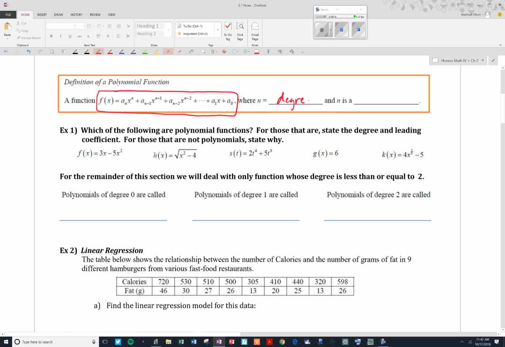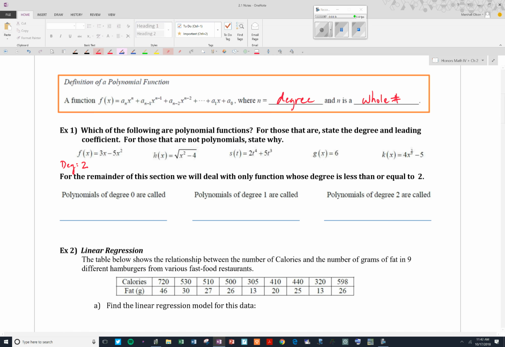The degree is n, which is this value right here, the highest exponent on one of the single terms that we have. And n has to be a whole number in order for it to be a polynomial function. So as we look at the 5 examples down below here, we have some that are and some that are not polynomial functions. The first one is a polynomial function. It's just not in standard form because this is actually our highest power there. We can still identify the degree as being 2.